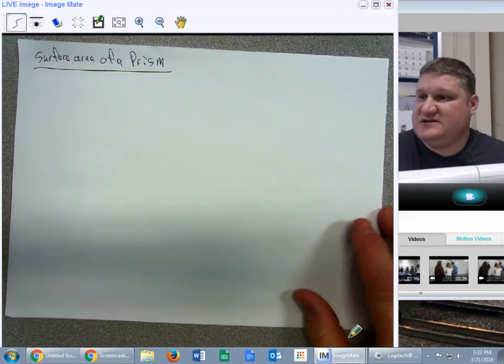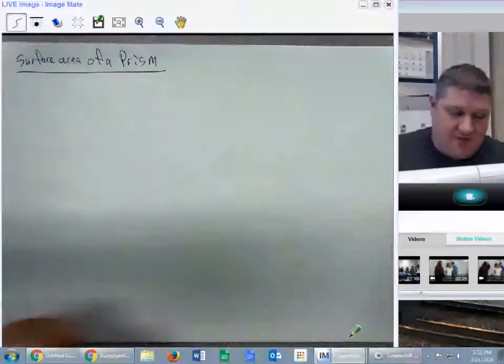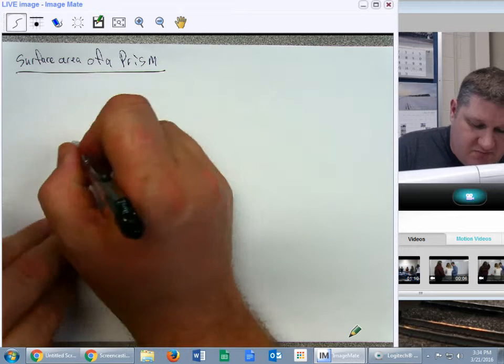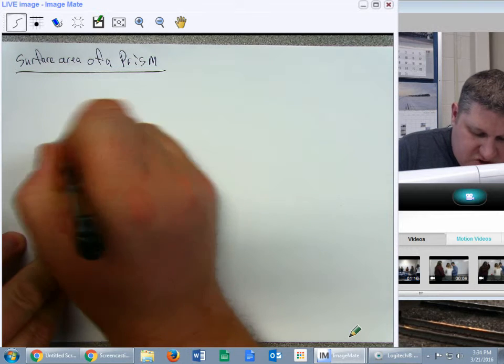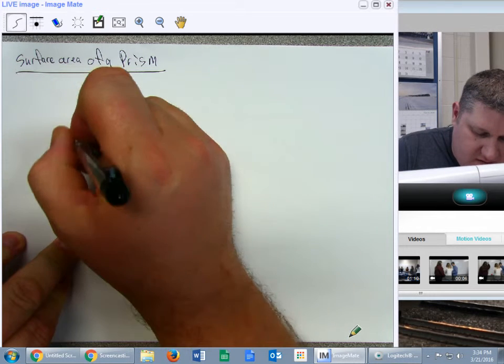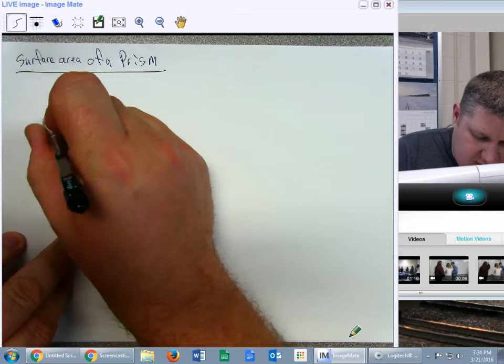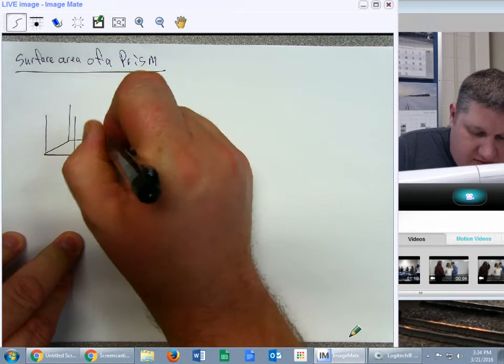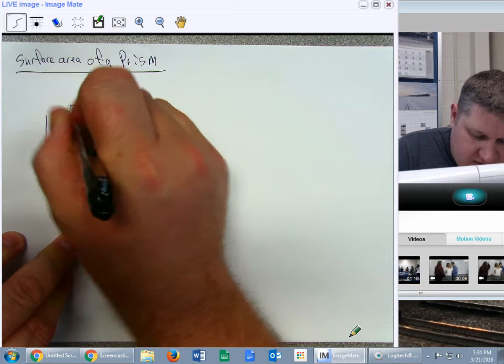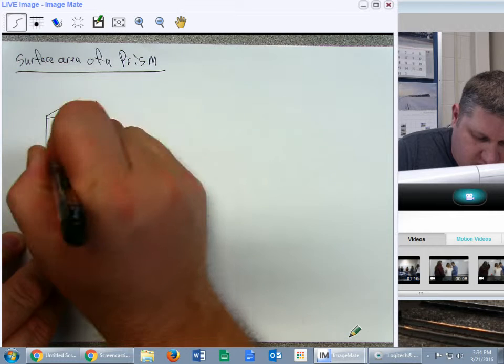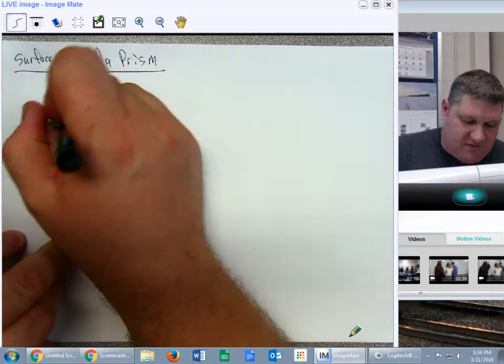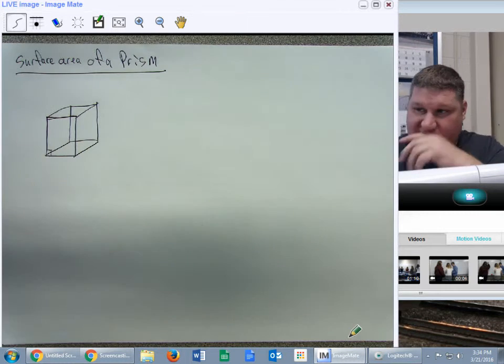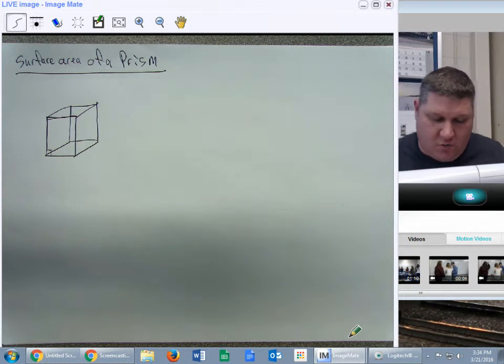Okay, ladies and gentlemen, let's take a look at surface area of a prism. Now, we can always draw prisms by drawing whatever shape we need for the base, then moving up at 90-degree angles from those corners. That would make, of course, a right prism, and a right prism, of course, meaning you have a right angle there at the base. And the problem with this is it's only as good as your artwork.